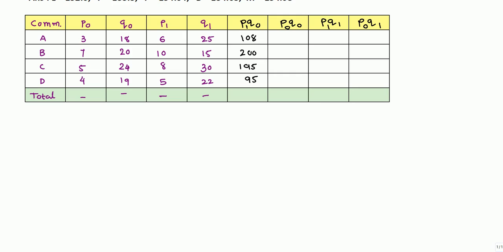Then P0 Q0. This is P0 and this is Q0. We have to find the product of these two columns. 18 threes are 54.